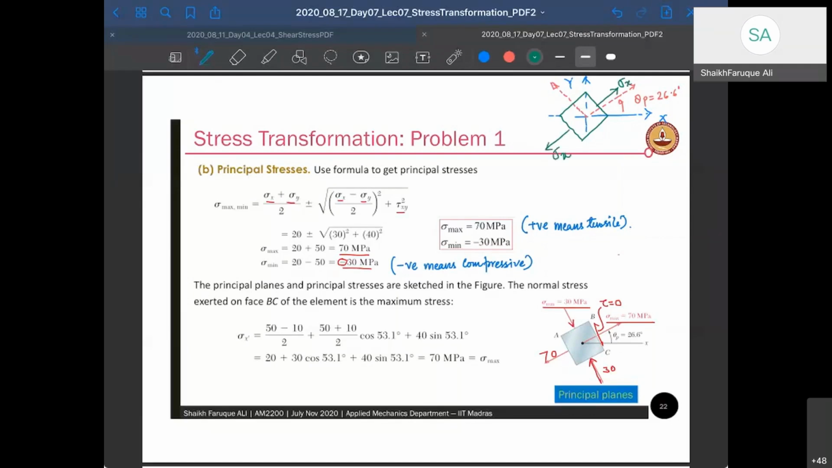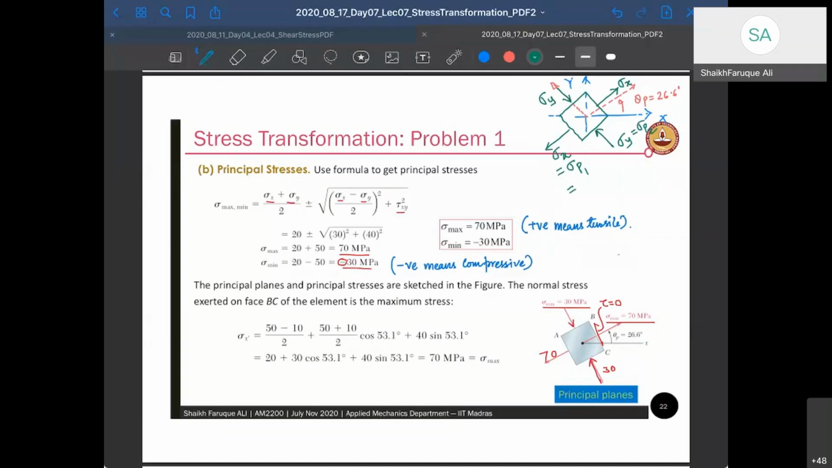I know compressive is tensile. So this is going to be a tensile compressive. And they are principal planes, right? So I'll write it as sigma p1, and I'll write it as sigma p2. And the values are also known to you.